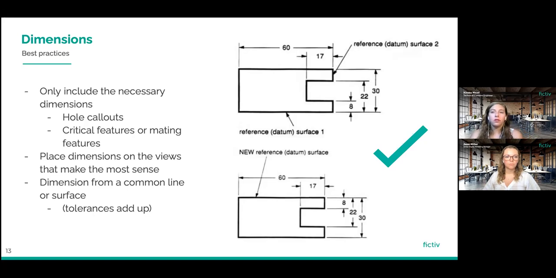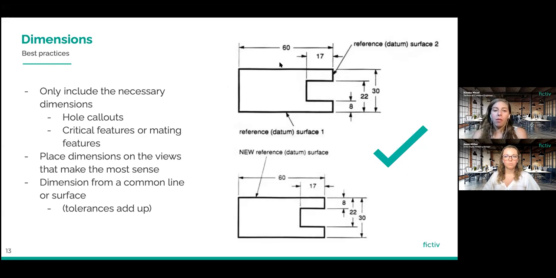When you choose these dimensions, you also want to make sure you're placing them on the views that make the most sense. So we can see here this 60 unit dimension, for instance, makes sense to place on this view. You can see the entire face in this top view. If we were looking at the right view of this part, it wouldn't make any sense to put that 60 unit dimension, because you can't see that whole face.